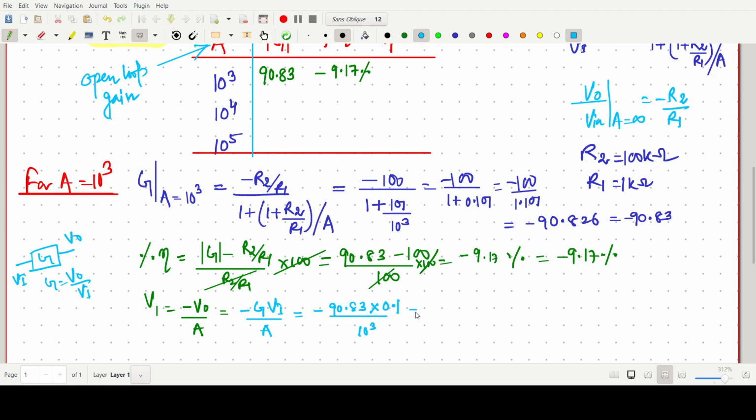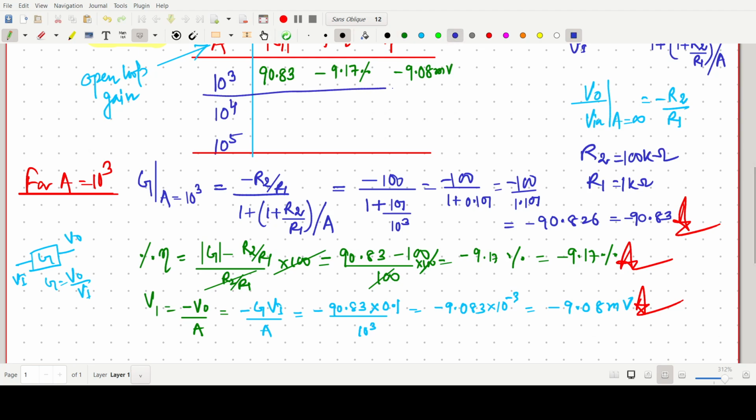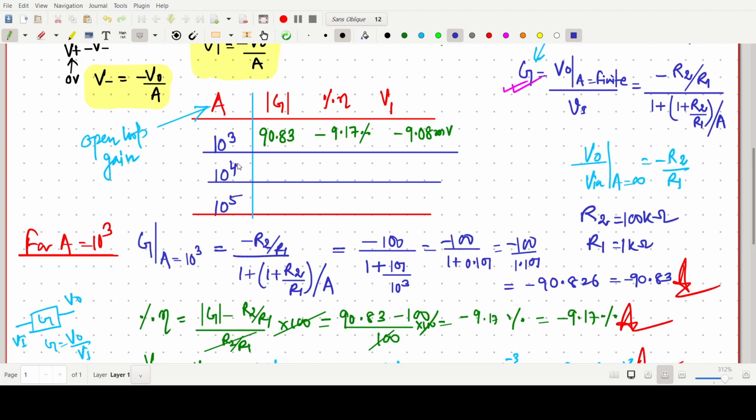I have already done the whole calculation. So it should be minus 9.083 into 10 to the power minus 3, which means minus 9.08 millivolt. So this is the answer: minus 9.08 millivolt. That is the first part, for A equals 10 to the power 3.